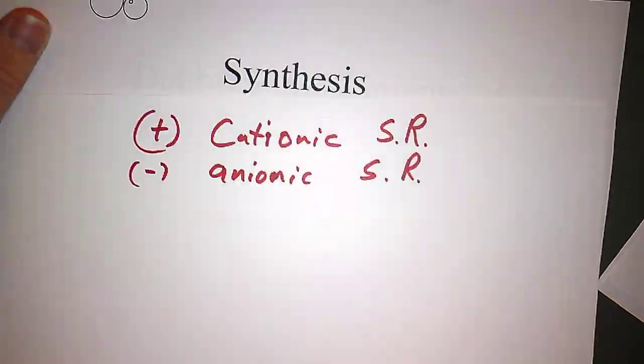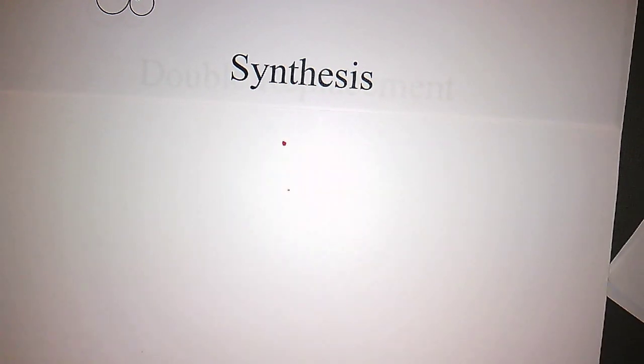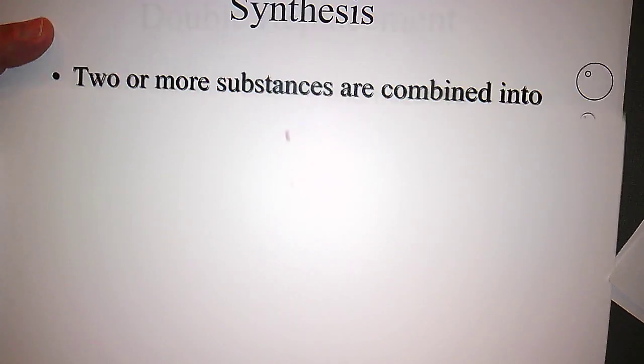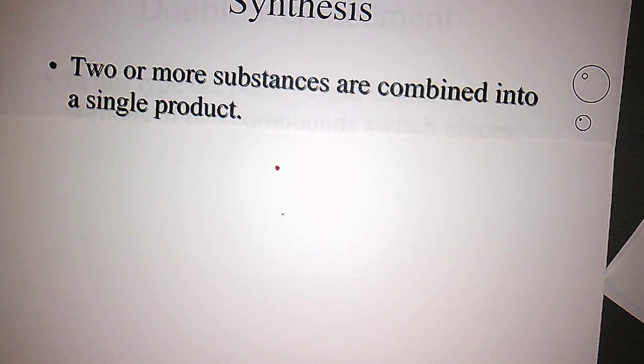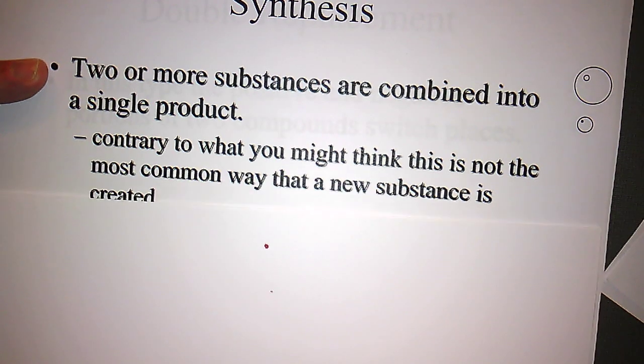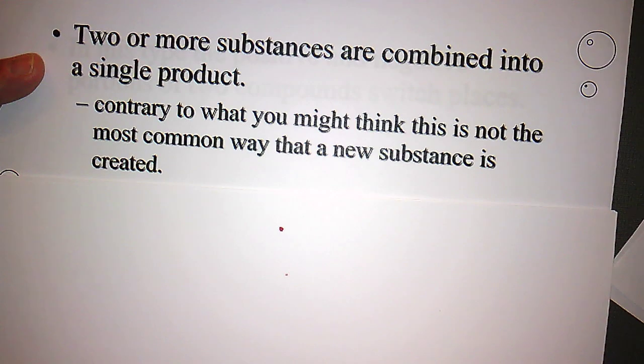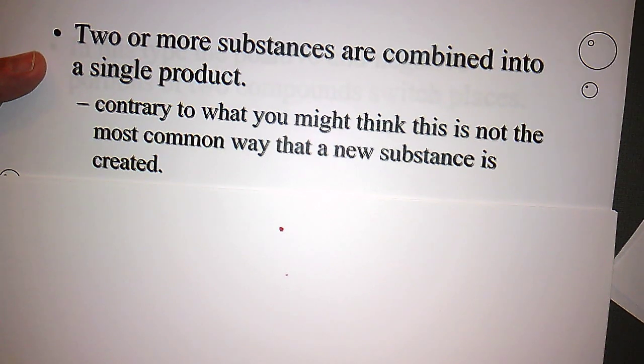Okay, synthesis. We don't have cationic and anionic synthesis. Synthesis is also sometimes referred to as combination. This is when 2 or more substances are combined into a single product. It's the opposite of a decomposition. This is not necessarily how we make new compounds in the chemistry world. This does happen in nature, but in chemistry, a lot of times we use single replacement or double replacement. We find something similar to what we want and we adapt it, put something else in there.